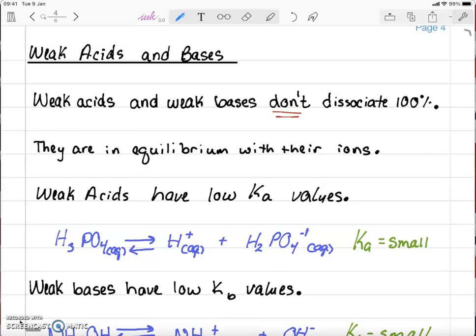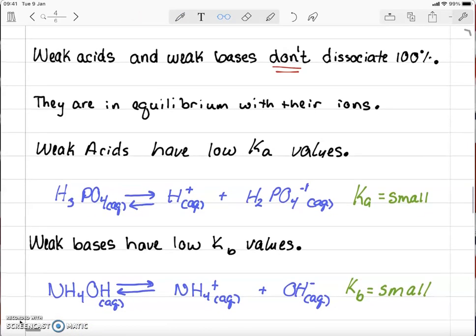The weak base is the same idea. It does not like to break apart into its separate ions, so a base like ammonium hydroxide here will have, again, that reverse reaction that's going to force the two ions to come back together. And as a result, the Kb, because it's a base, will be very small. Now, how do you get the pH of one of these? We'll start with the weak acid in this video, and in the next video we'll do the weak base.